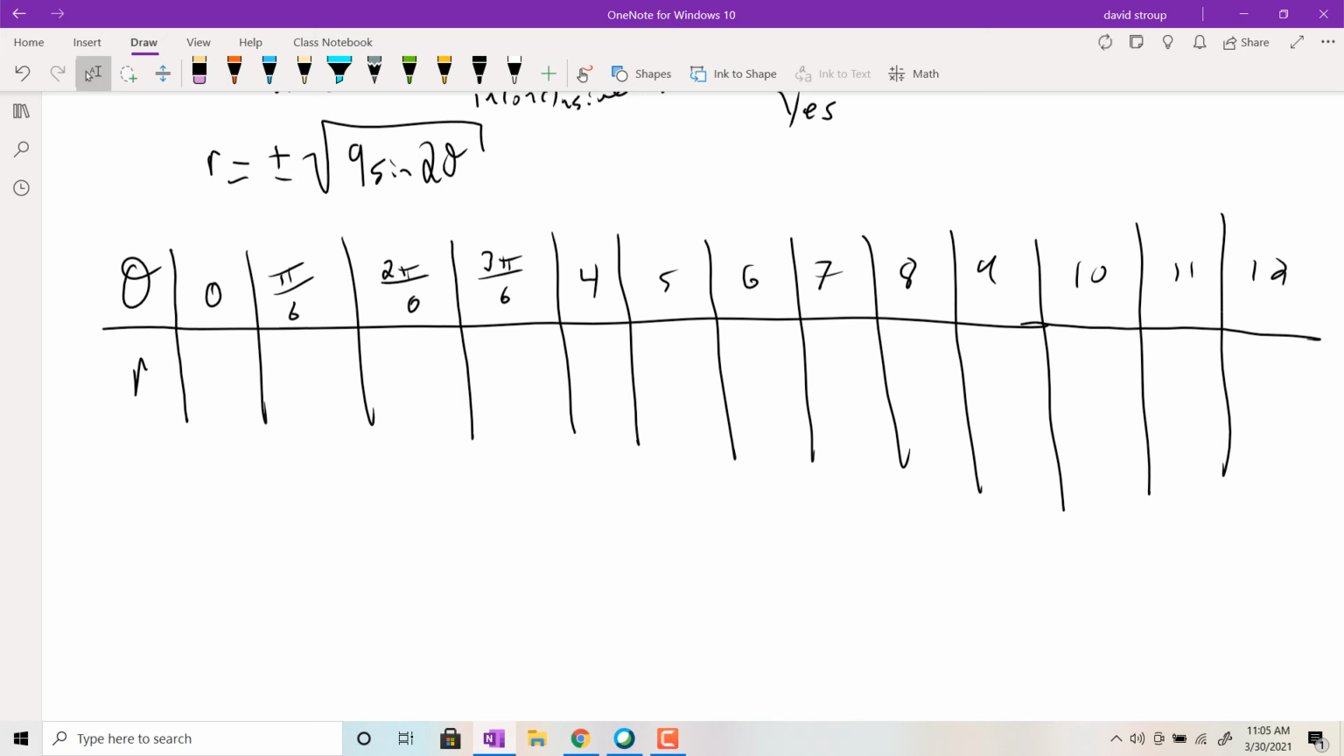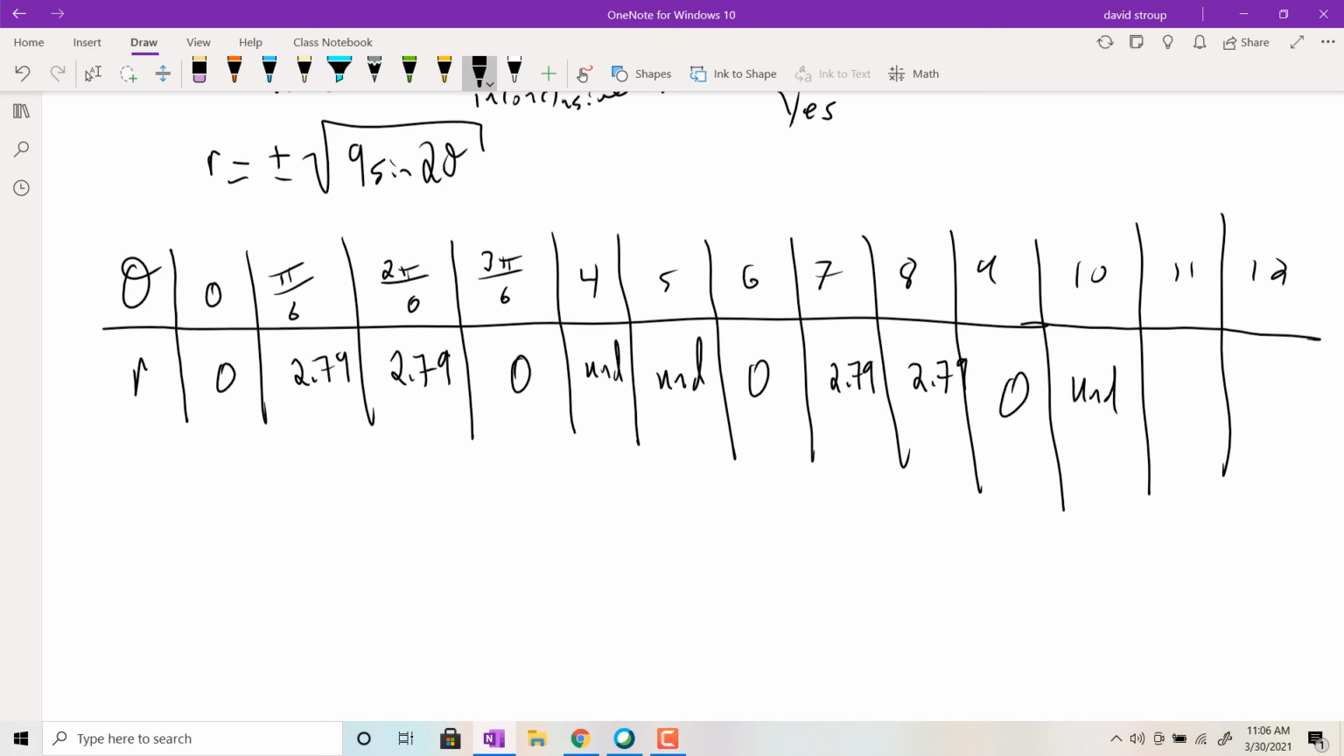Okay. And then I'm just going to plug it into my calculator. This is 0, 2.79, 2.79 again, 0, this is undefined, 0, 2.79, 2.79, 0, undefined, and then back to 0.